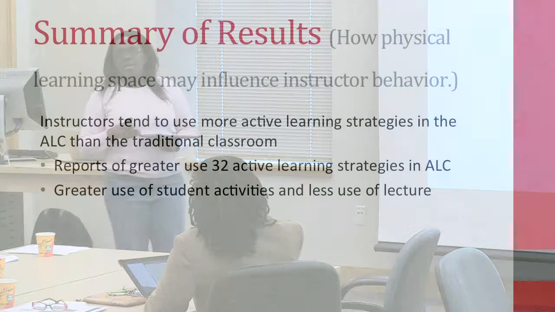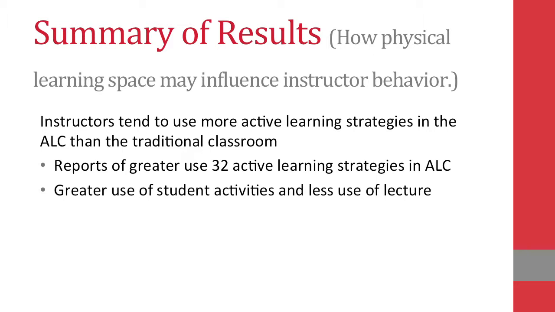So those three questions, the first one was looking at the physical learning space and how it might influence the instructor's behavior. A summary of those results showed that in the active learning classroom, the instructor tended to use more active learning strategies. We looked at 32 strategies that you responded to on a Likert-type scale. On all 32, in the active learning classroom, the teacher tended to use more of those activities than in the traditional classroom. There was also greater use of student activities and less use of lecture. These are the things that were statistically significant.